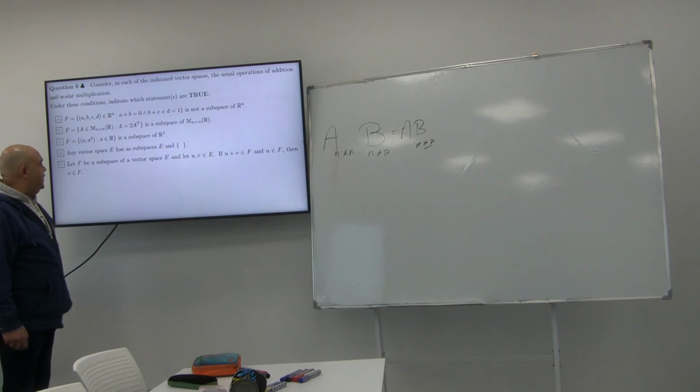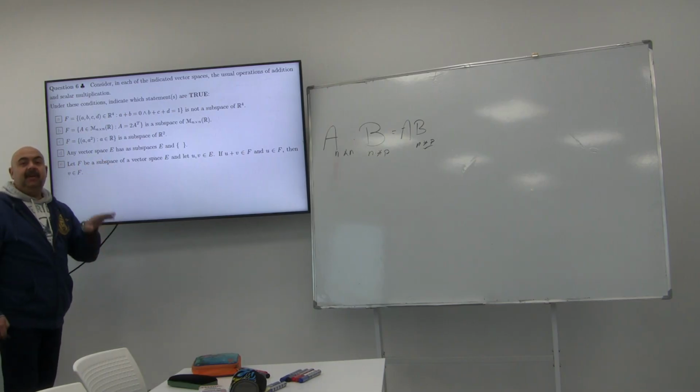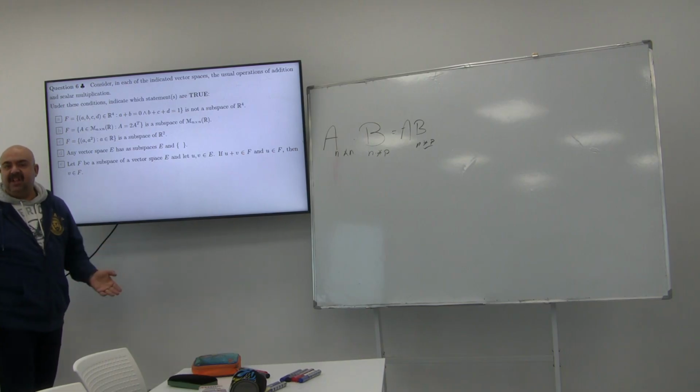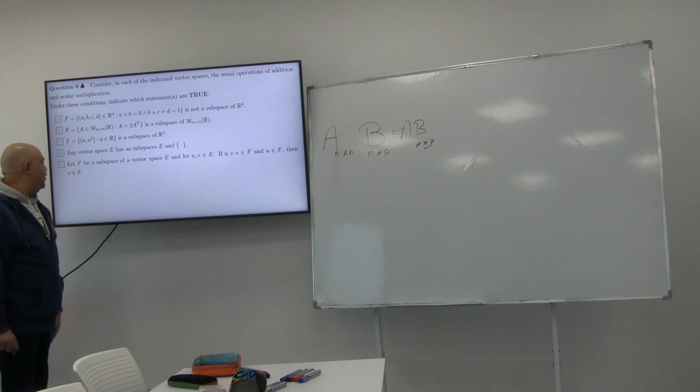Any vector space E has a sub-vector space E. This is directly not correct, because a subspace is not an empty set. At least it contains the null set. So this statement, as I told you from the definition, is not correct.